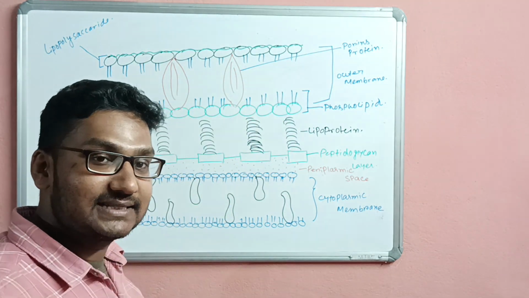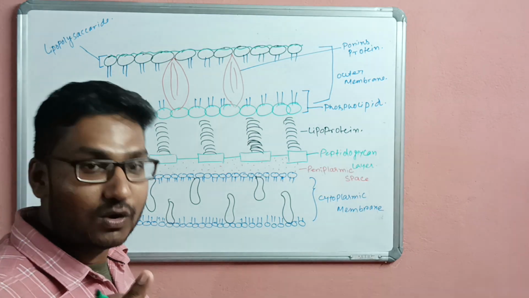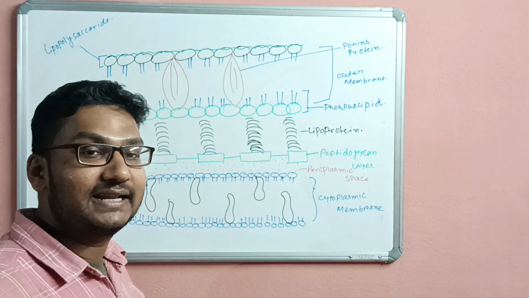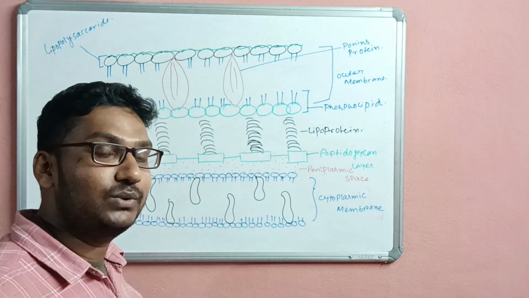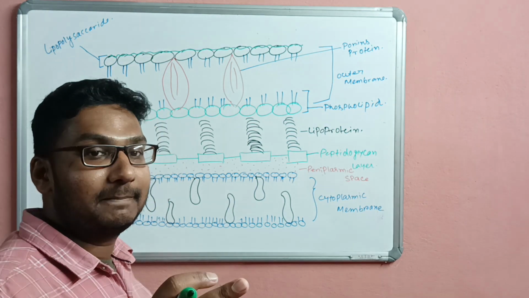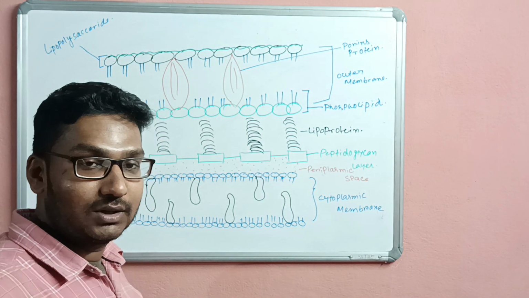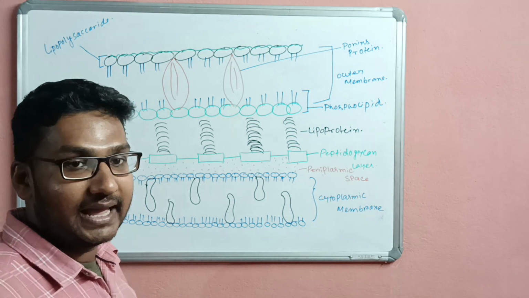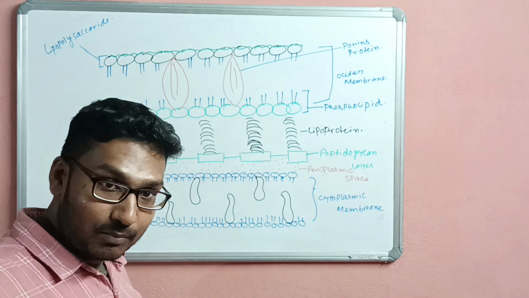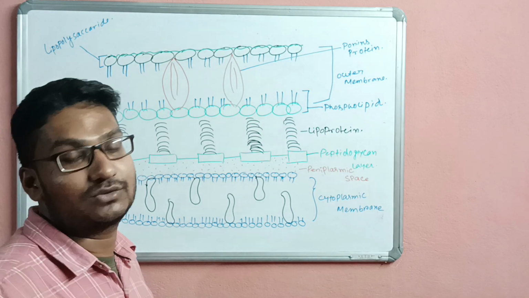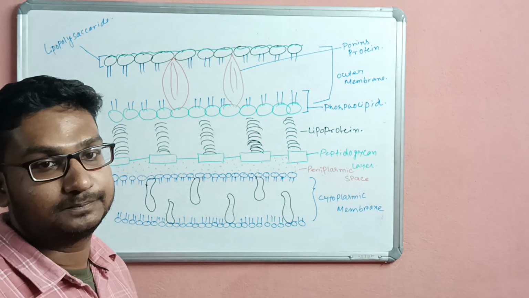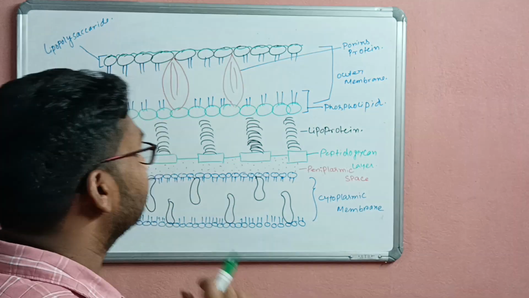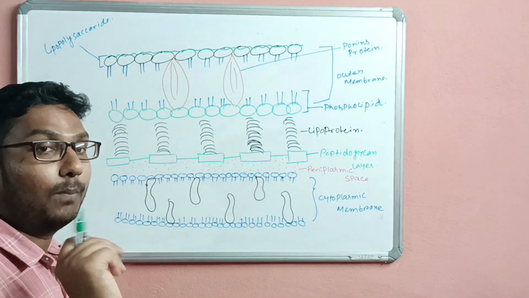And next is core polysaccharide. Core polysaccharide generally has no function. It is closely associated with lipid A, and it is made of some sugar molecules, and it also provides strength to lipid A. Next, number three is O polysaccharide.